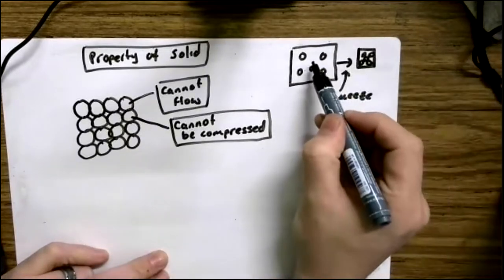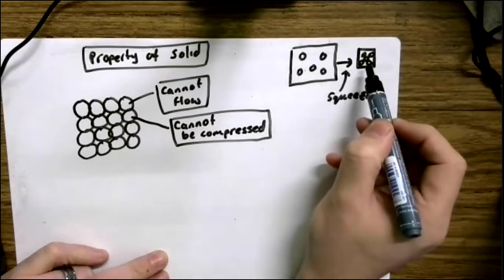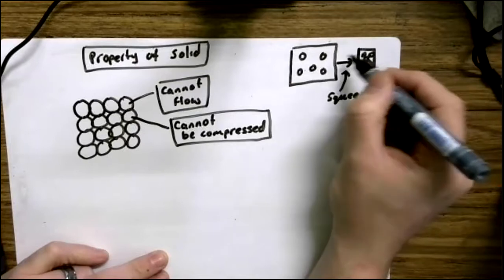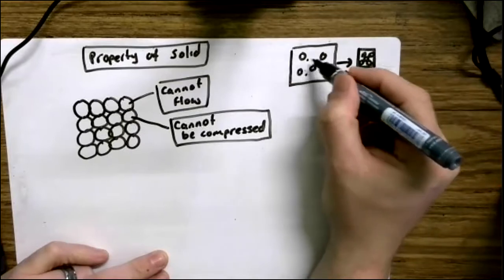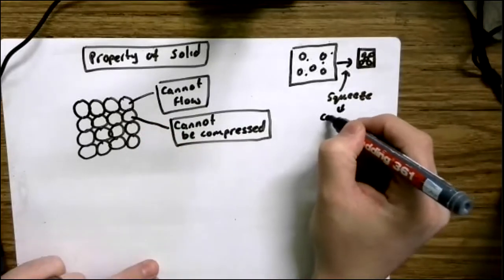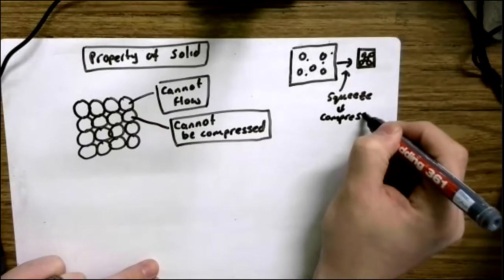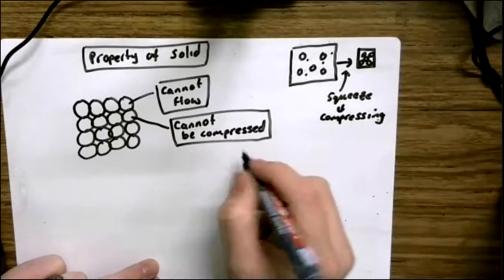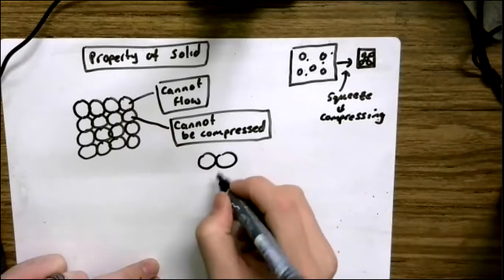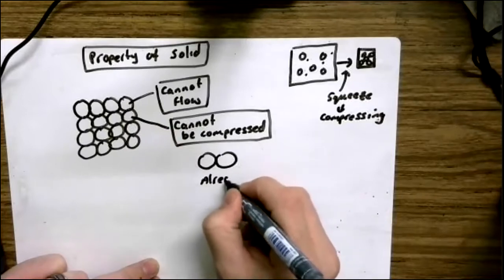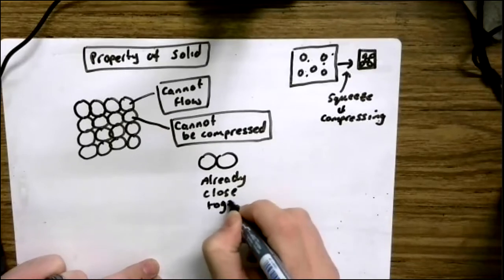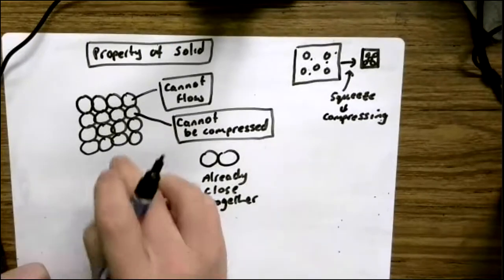This, we say, is compression, so squeezing the particles into a smaller space. Now, the particles themselves don't get squeezed, just the space. So all the space that was between them has got squeezed. We call this compressing. Now, because solid particles are already close together, like this, there's no way we can squeeze them any closer. There is no space in between them to squeeze.